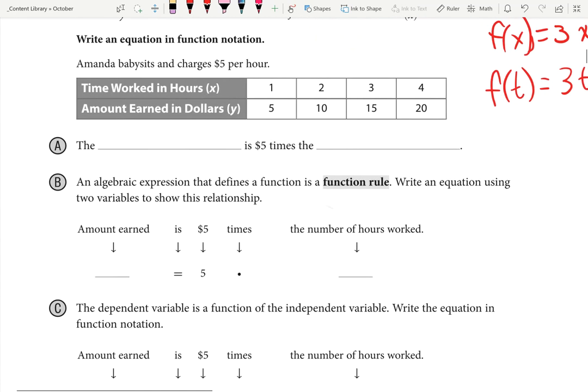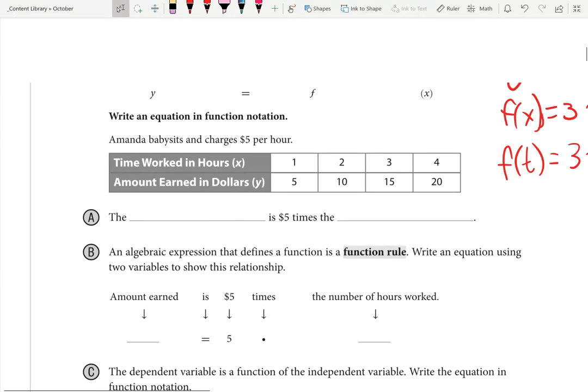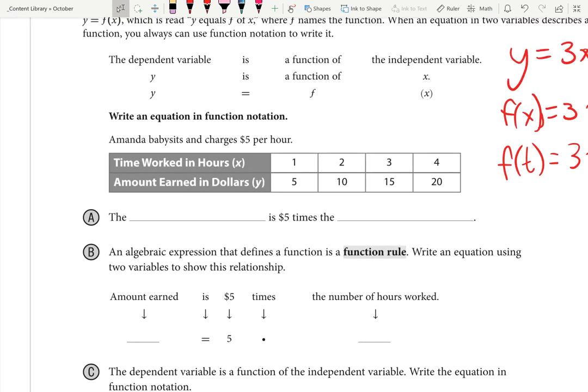So now let's go back to this. Amanda babysits and charges $5 per hour. So if she works 1 hour, she makes $5. She works 2 hours, she makes $10. 3 hours, 15, and 4 hours is 20. So the amount of money that she earns is $5 times the number of hours she works.